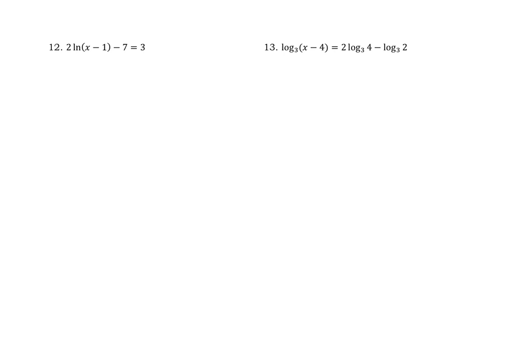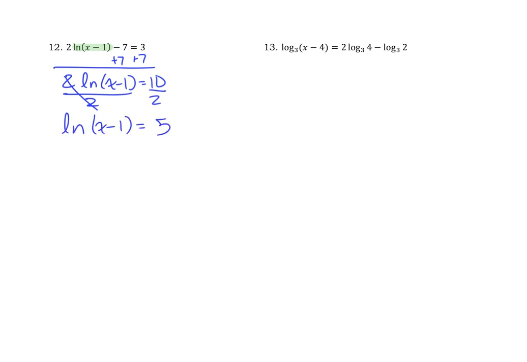Okay, so I need to isolate the log by itself. And the piece that I want to isolate is the log and the argument. Those are the things I want to get by itself. So we're going to do the same order that we would solve any other equation. We're going to get rid of the addition problem first. So 2 ln(x minus 1) equals 10. Now we're going to divide by 2 and get ln(x minus 1) equals 5.